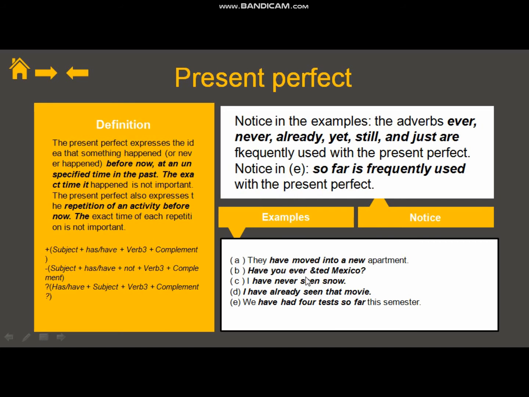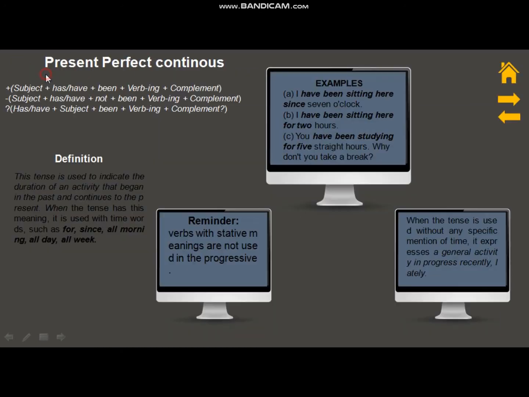Okay, next. Present perfect continuous. This tense is used to indicate the duration of an activity that began in the past and continues to the present. When the tense has this meaning, it is used with time words such as for, since, all morning, all day, or all week. This is the formula for the positive sentence.